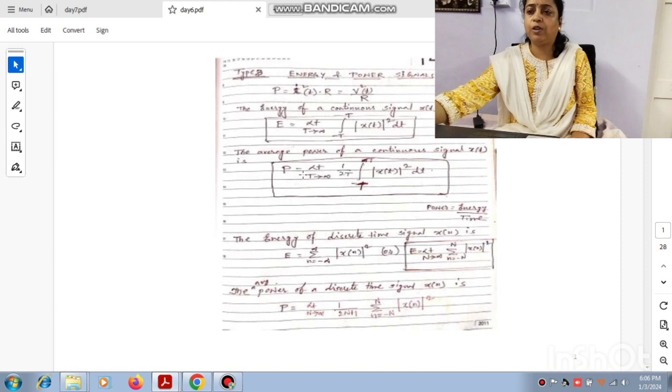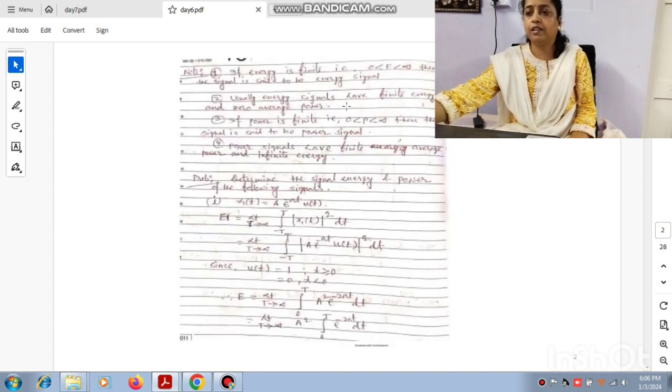If the energy value is finite, then the signal is called an energy signal. If the power value is finite, then it is called a power signal. Here it is given about the energy and the power signal. For an energy signal, the energy will be finite, whereas power will be 0. But for a power signal, power will be finite, but energy will be infinite.